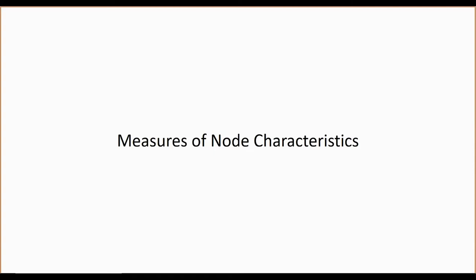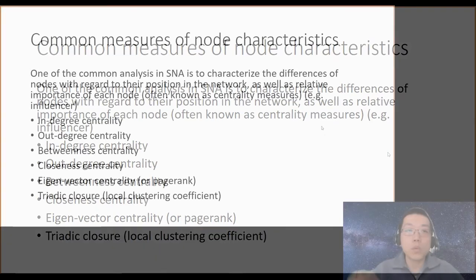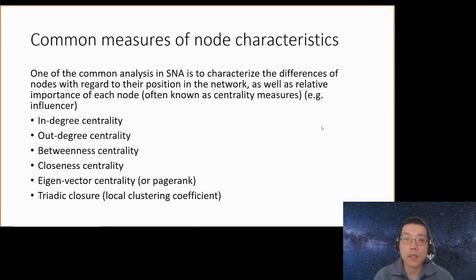All right. So next, let's talk about some common measures for node characteristics. One of the common analyses in SNA is to characterize the difference between nodes with regard to their positions in the network, as well as the relative importance of each node, which is known as the centrality measures. I'll just introduce some common centrality measures. The reason why we want to do this is that the position of each individual matters in the network, because a lot of times it has to do with how they behave, what they think, and their function in the network.